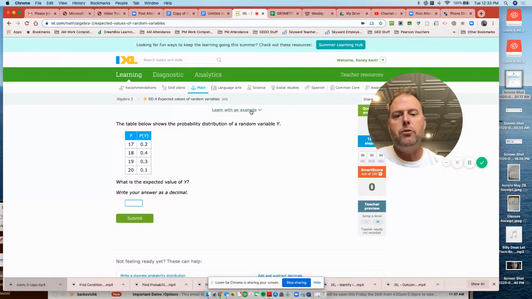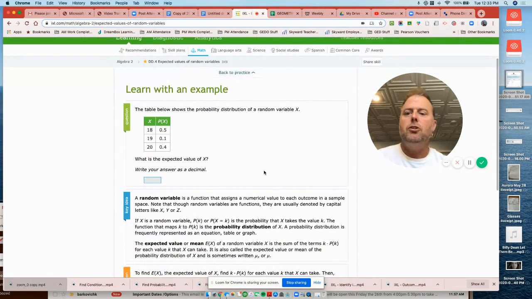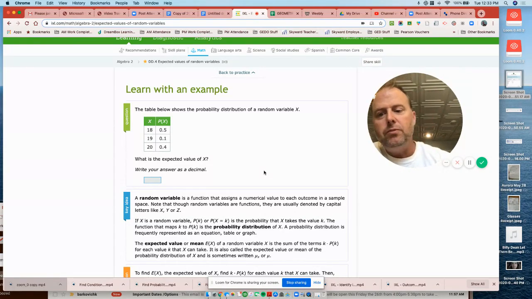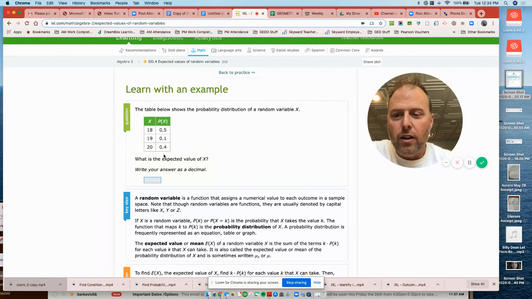So what we're going to do, if I can look at their example, they show me the table where it shows the probability distribution of random variable x. So what is the expected value of x? And we're going to write your answer as a decimal. So you notice that my chances of getting an 18 is 0.5. My chances of getting a 19 is 0.1, my chances of getting a 20 is 0.4. Notice that that's a 100% probability, so it covers everything.